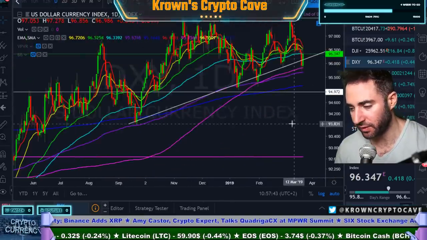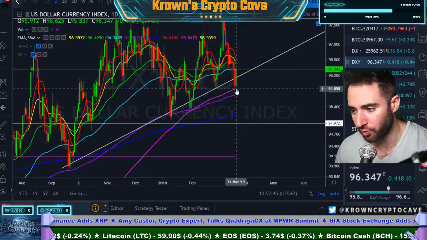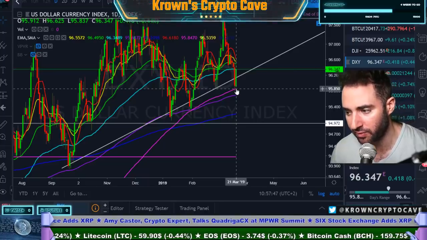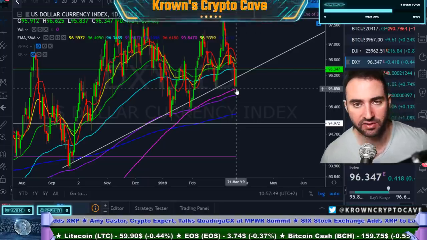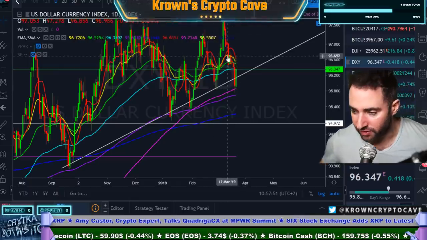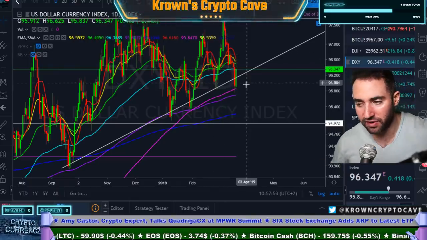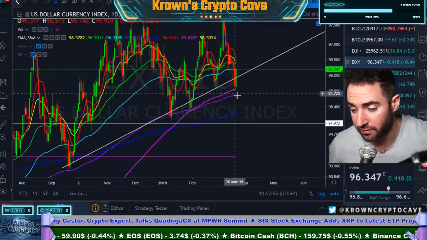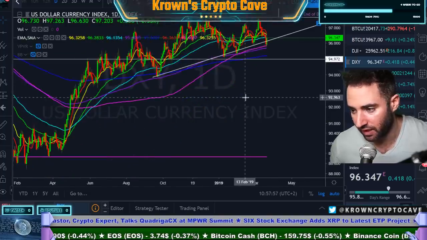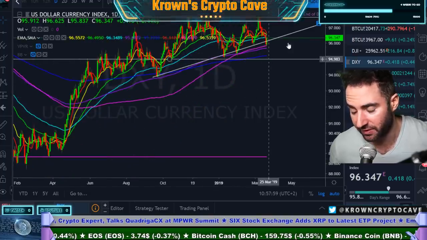I don't necessarily like the daily right now, but as long as this bottom support holds right around the pink 200 simple, right around 95 bucks and 85 cents, I would still consider it completely fine. But the second that breaks, even if we just tick back below that area, I would start to look for this to actually break down.